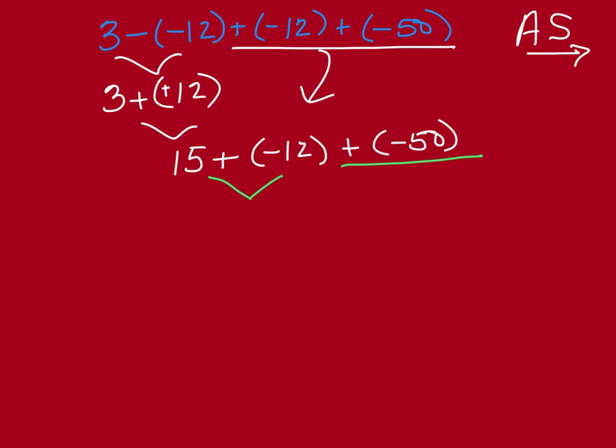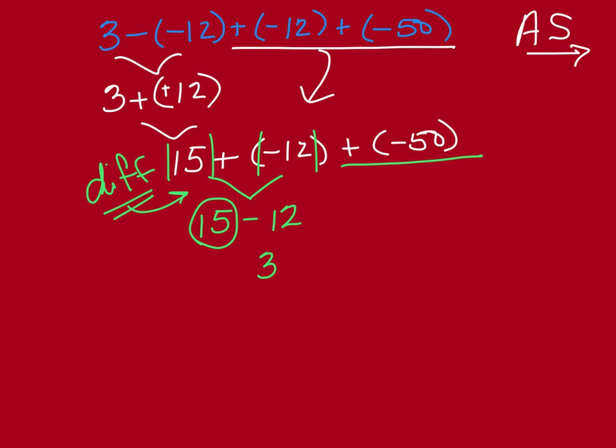And now, of course, the signs are different. Find the difference. So I need to find the absolute value of each of these. The absolute value of 15 stays 15. The absolute value of negative 12 is 12. I am finding the difference, so I'm going to do 15 minus 12. That gives me 3. And the sign of the larger absolute value was positive, so it is positive 3. Bring down the rest of my problem. I've got 3 plus negative 50.